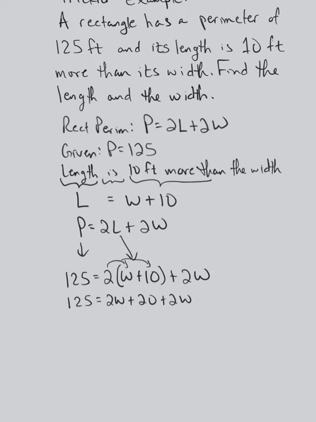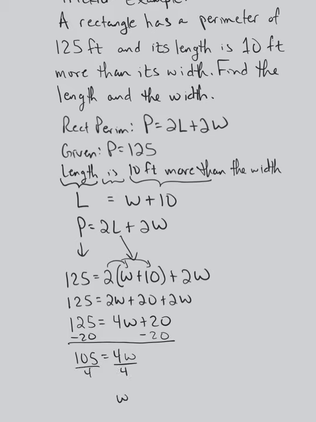All right, so we have this equation that we can solve. Remember, whenever you're solving, if there's something you can simplify, you always simplify it. Notice that we have 2W plus 2W over there on the right side. And so we have 125 is equal to 4W plus 20. Now I can subtract 20 from both sides, like that. And so what do we get? 105 is equal to 4W. All right, and then to isolate W, I would divide by 4, like that.